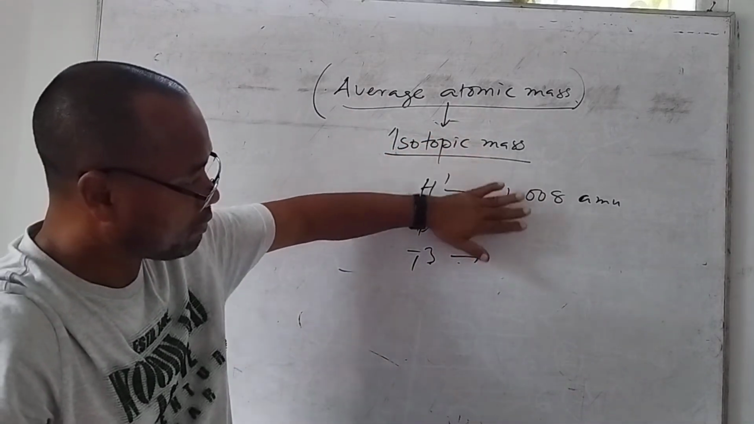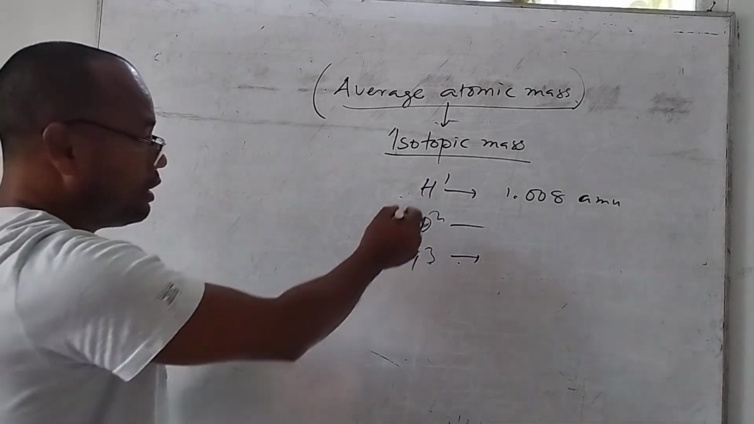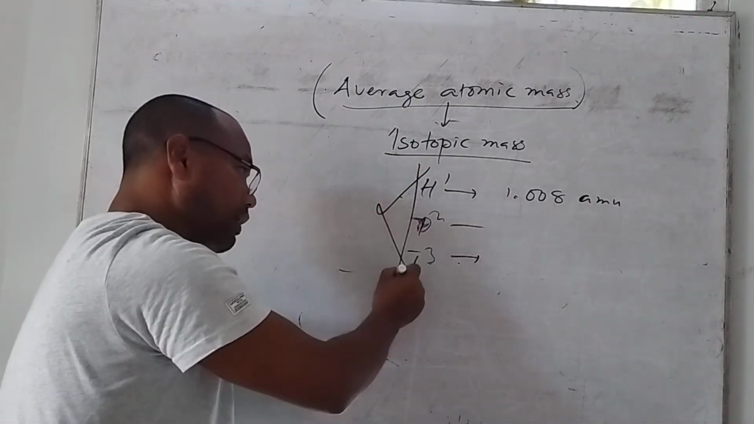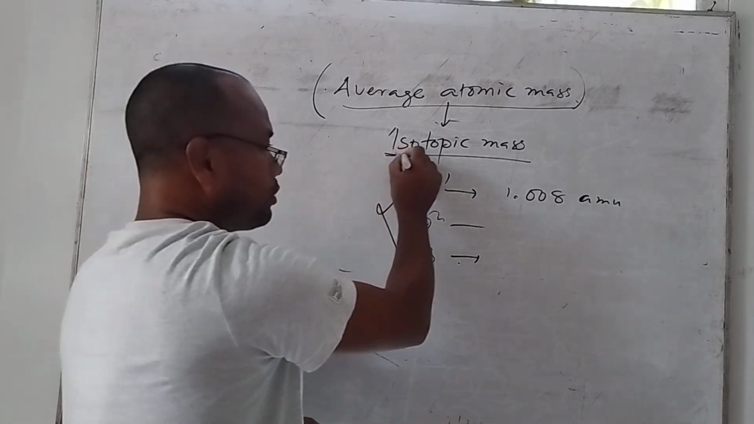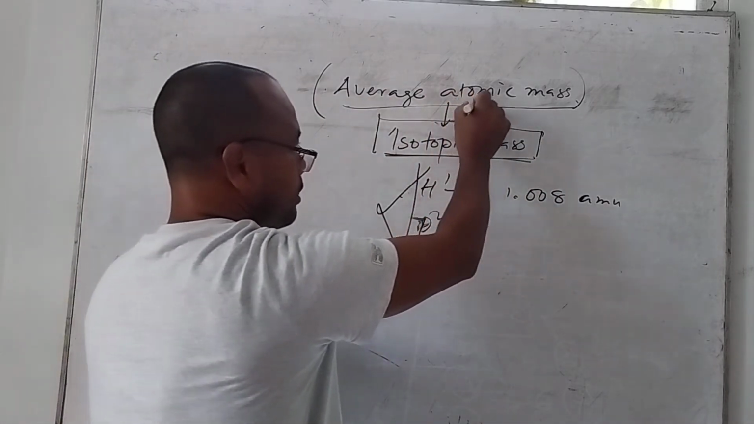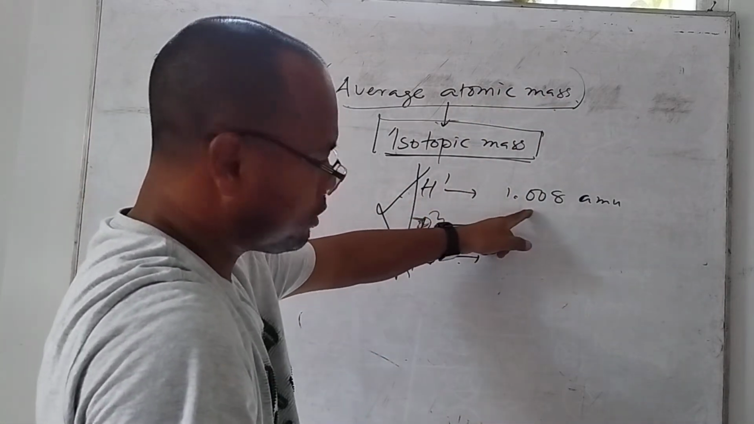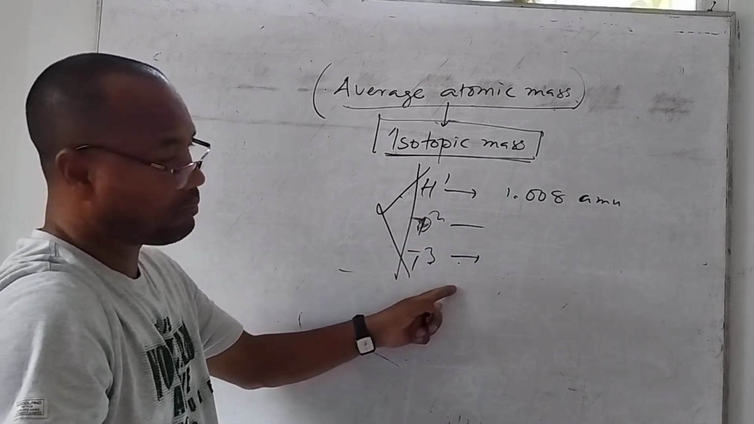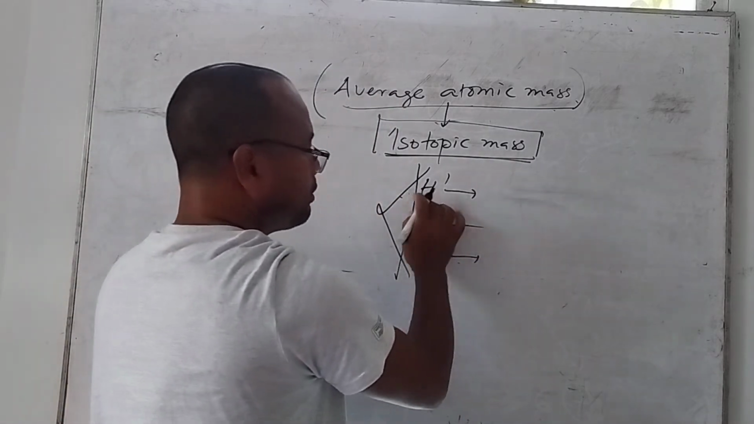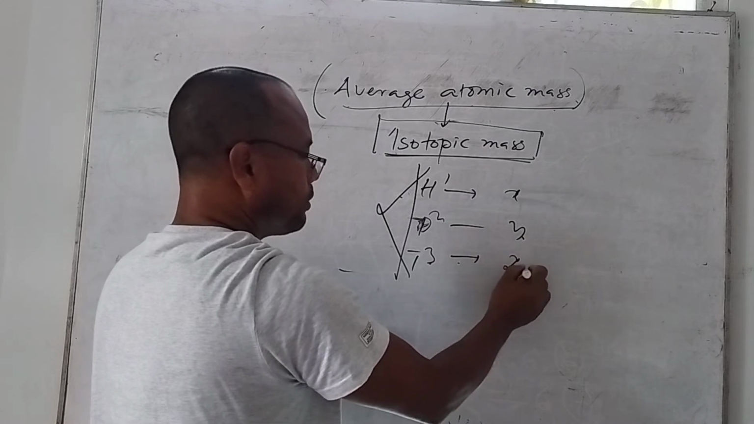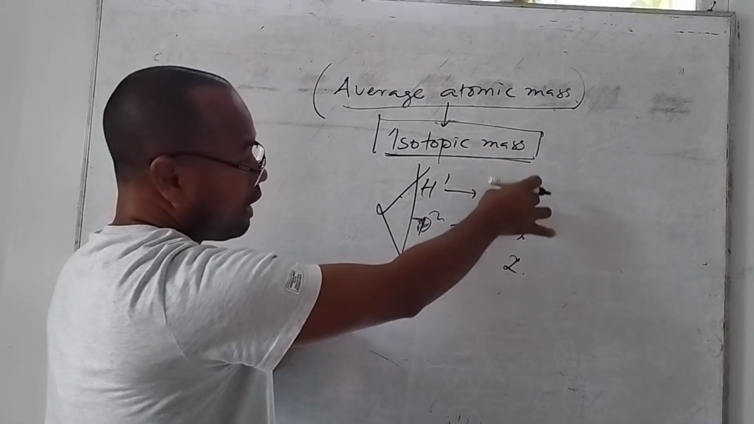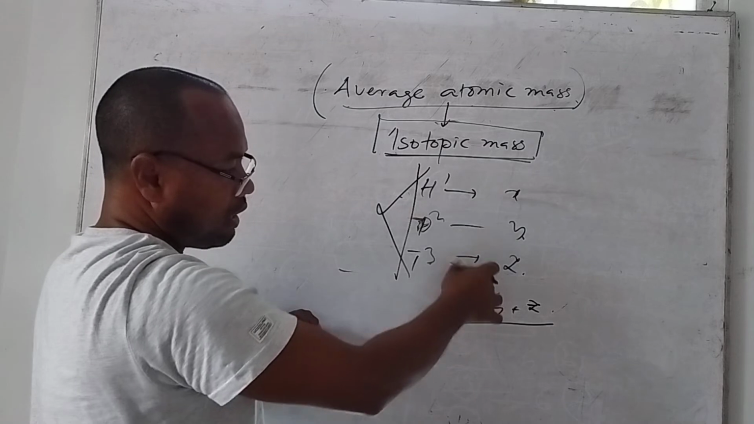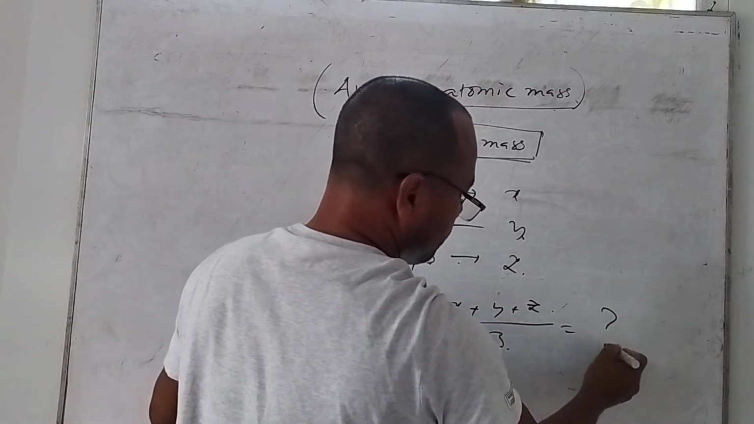So we have different atomic masses for different atoms of hydrogen, but in chemistry we should have only one atomic mass of hydrogen. So we require the isotopic masses when we calculate the average atomic mass. Suppose I write the atomic mass of X, of Y, and of Z, the third isotope. How do we calculate the average atomic mass? This is X plus Y plus Z.